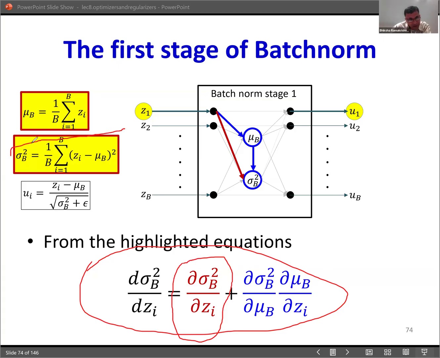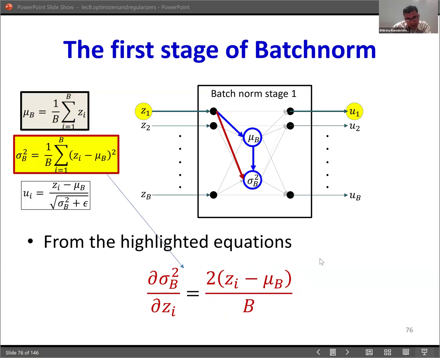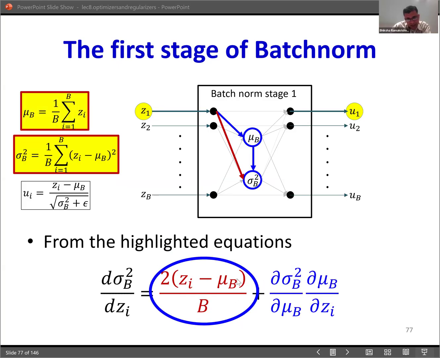Everybody with me? Okay, now what is this term? That's going to come from this one here, right? So d sigma squared over dz_i, what is it? The 2 will come out, so it's going to be 2 over b times (z_i minus mu_b). This making sense to everybody? Okay, so let me replace this first term.